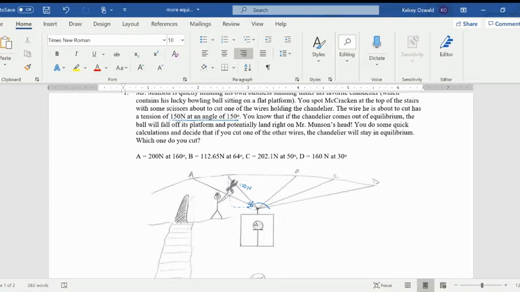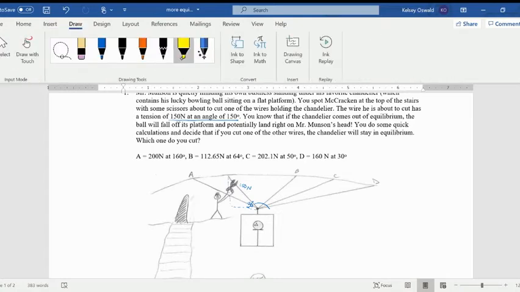What we're going to be most concerned about here is the x component, because it's the x component that will cause the bowling ball to either tip to the left or to the right and fall on Mr. Munson. So we want to find the horizontal component of this force to figure out how much force we are removing. So if we want to find that horizontal component, we're going to want to use cosine.